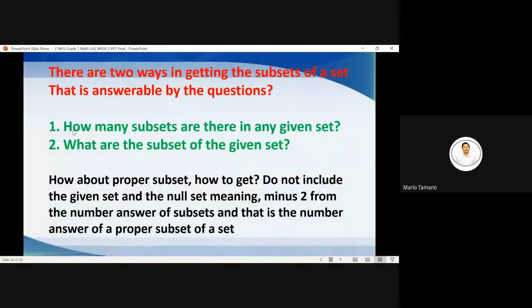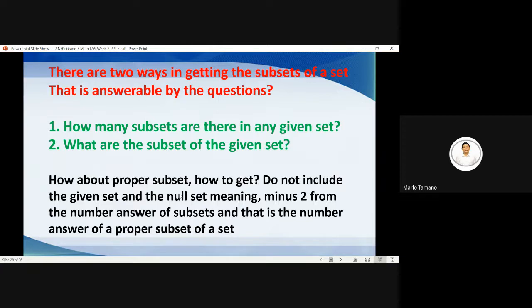Next, there are two ways in getting the subsets of a set. That is answerable by the question. Number one, how many subsets are there in any given set? So that is the first question. If you are going to get the subset, all you have to do is list down all the elements of all the subsets of the given set. We have the empty set, one at a time, two at a time, three at a time, depending on the given number of elements. Number two question, what are the subsets of the given sets? And that's the time you're going to solve, applying the formula, and this is under N, 2 to the N later on, okay?